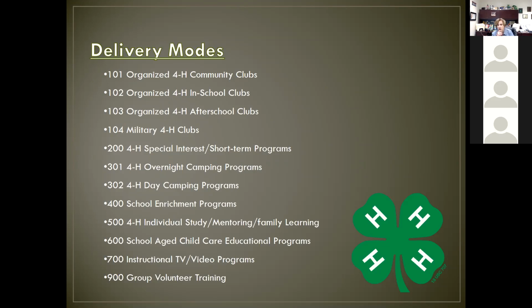The other piece, these are pretty antiquated wording on these. I've been trying to move towards using club-based programming, special interest-based programming, camping-based programming, school-based programming, after-school-based programming, rather than these terms. I was just thinking about it this morning as I was going through this PowerPoint, just to remind myself what I needed to talk about today.